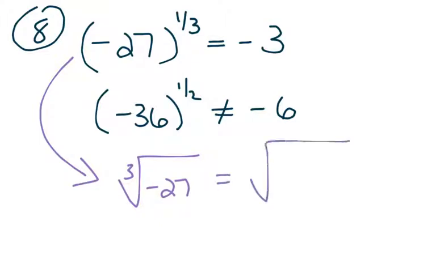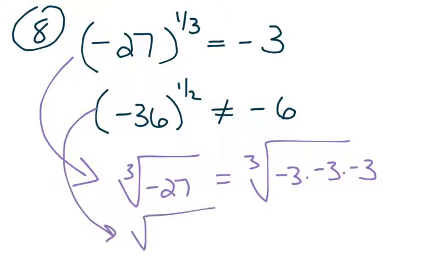Well, that's because this is negative 3 times negative 3 times negative 3. However, if raising to the 1/2 power is the same as square rooting, the answer can't be negative 6 because negative 6 times negative 6 is not negative 36, it's positive 36. And we can't take even roots of negative numbers when we work in the real number system.